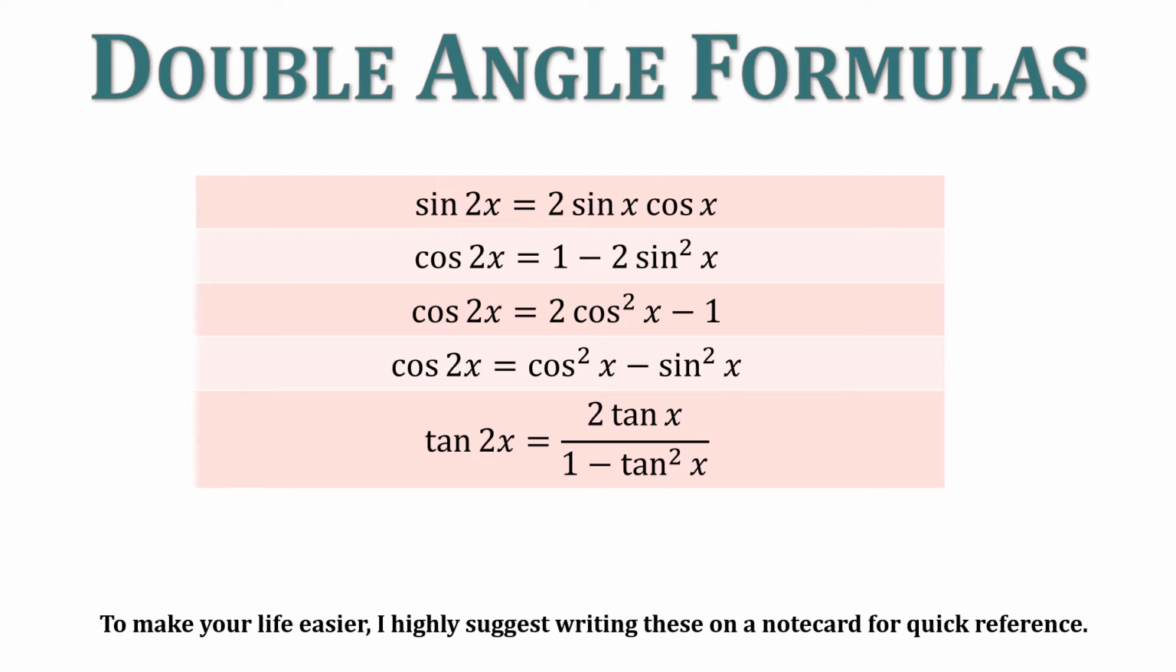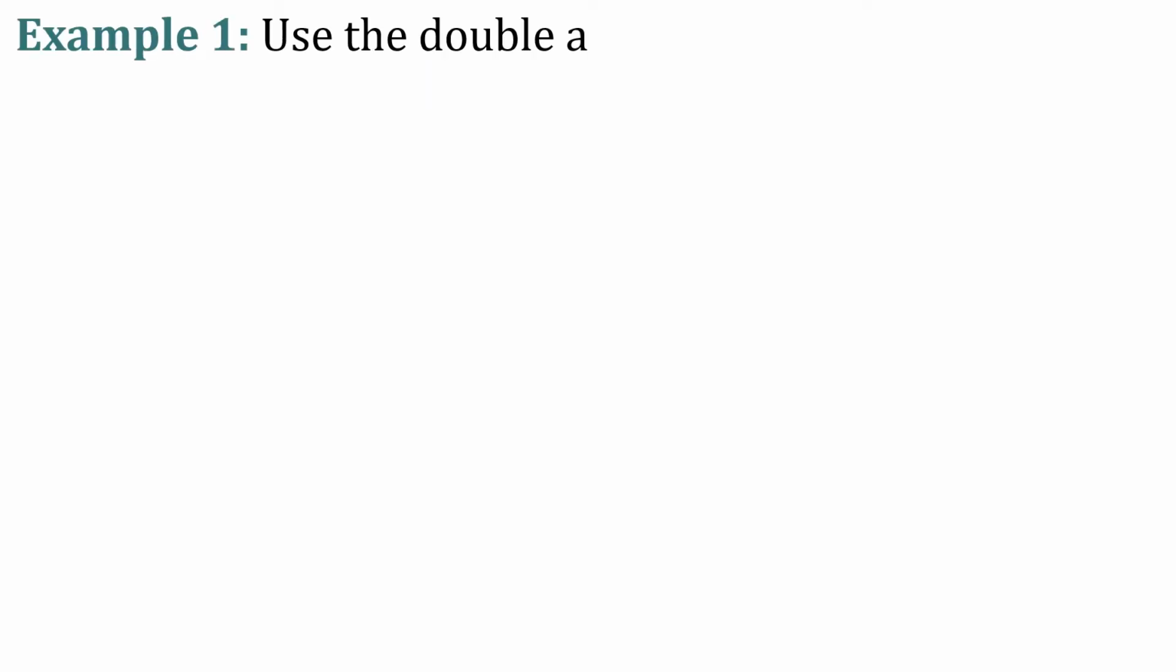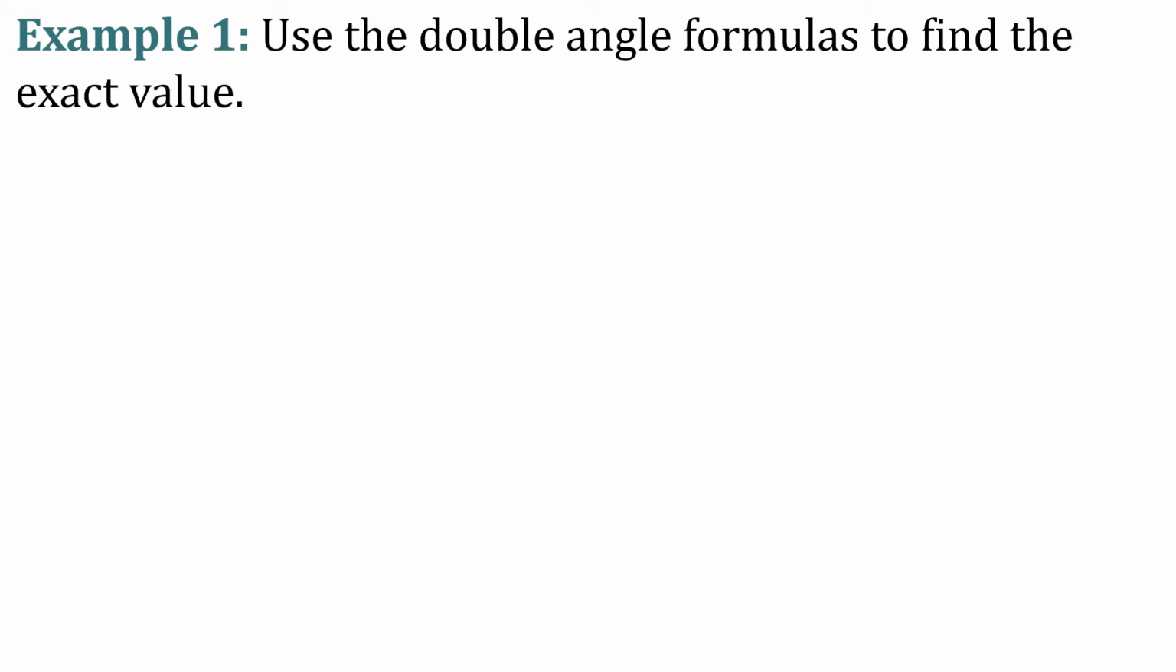Make sure you have these on a note card or pause the video and take a picture of this so that you can have these to reference throughout the remainder of the unit. Okay, in this example, we're going to use double angle formulas to find the exact, that means no decimals, value for cosine of 2x using this triangle.